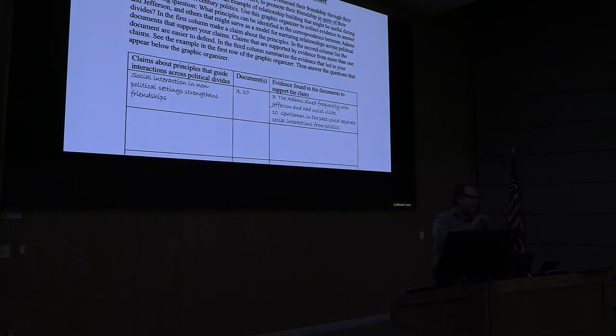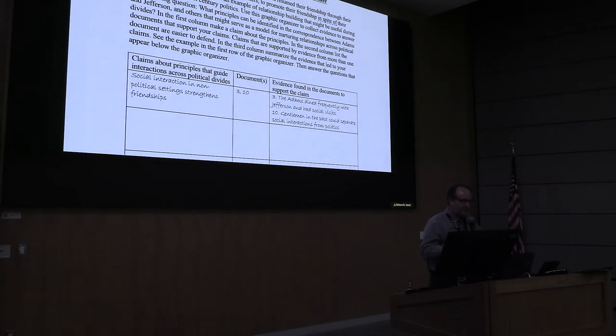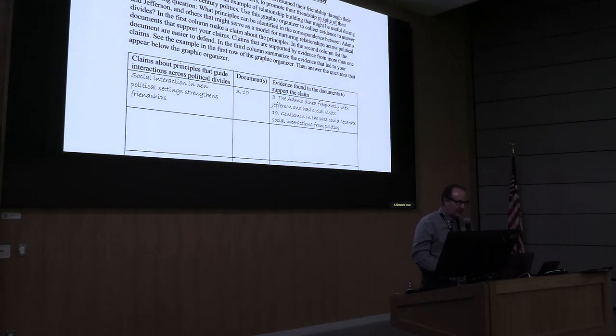So you've got in the packet of materials, this is a graphic organizer that I would use with students. And so the instructions say, Thomas Jefferson and John Adams developed, lost, and resumed their friendship through their lifetimes. Their efforts and the efforts of others to promote their friendship in spite of their political differences can serve as an example of relationship building that might be useful during the polarization of 21st century politics.